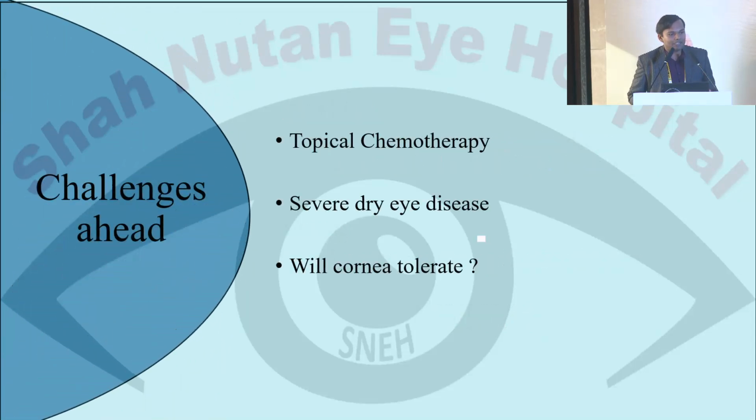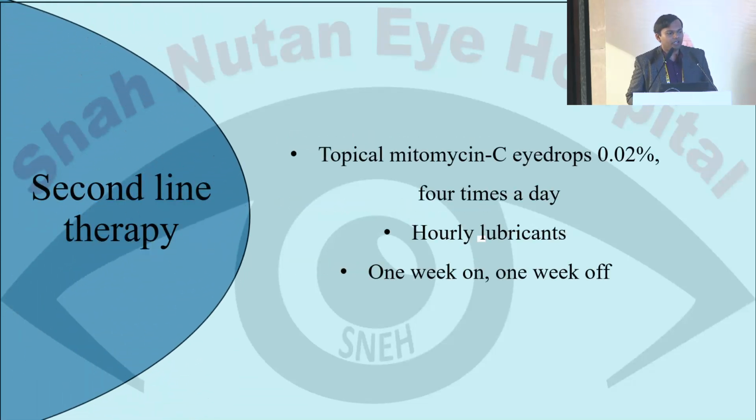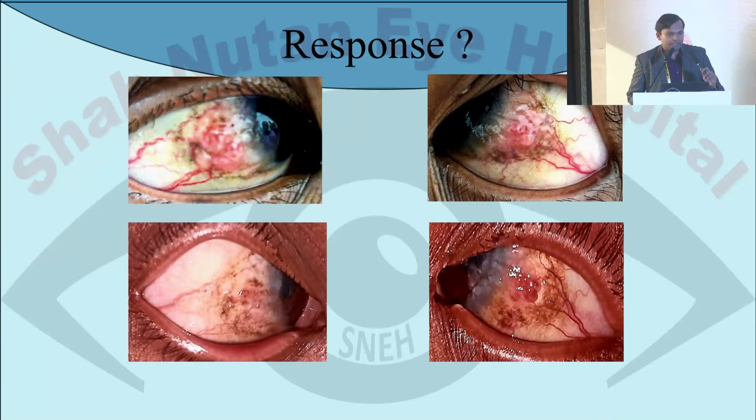So our challenge ahead was, should we go ahead with a topical chemo or now start surgery? And since he had a very severe dry eye disease, there was a high risk of keratomalacia. So under hourly lubrication, we went ahead with low dose topical mitomycin C 4 times, 1 week on, 1 week off. At the end of 6 cycles, we had a very significant response with regression in the height of the lesion and also the limbal clock hours.